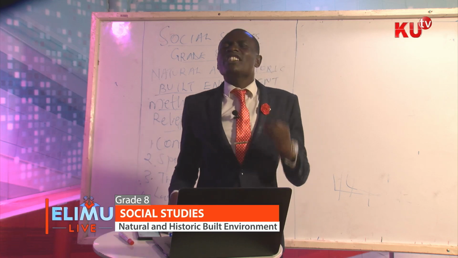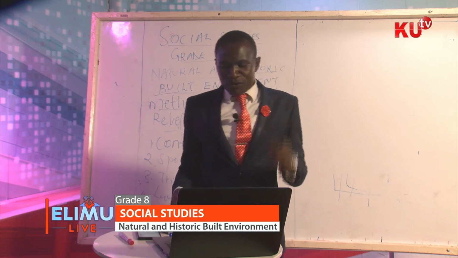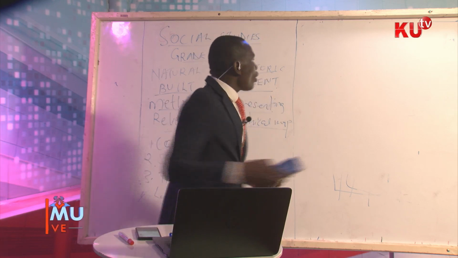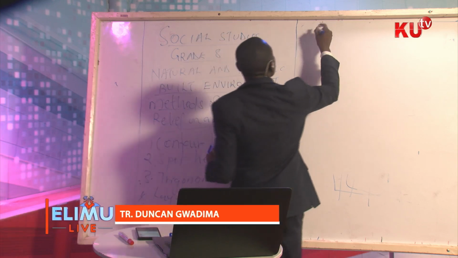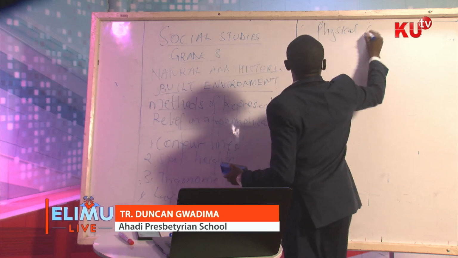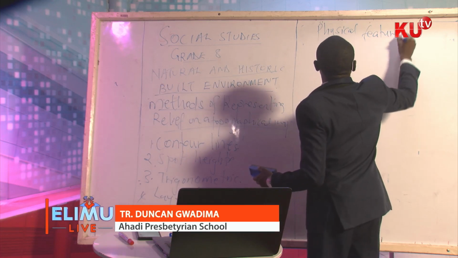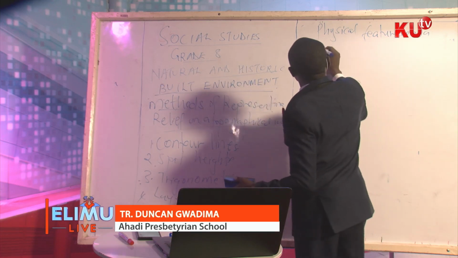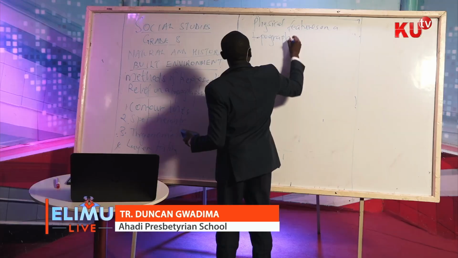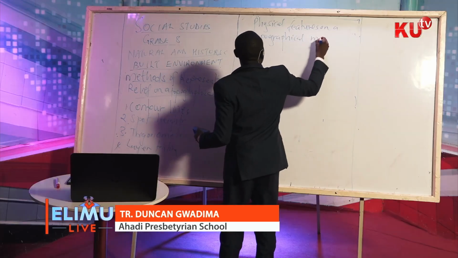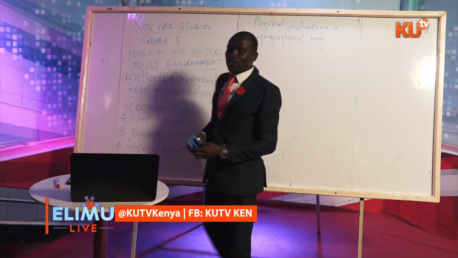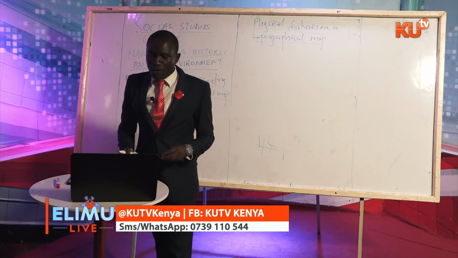So how do we interpret physical features on a topographical map? How do we represent physical features on a topographical map?